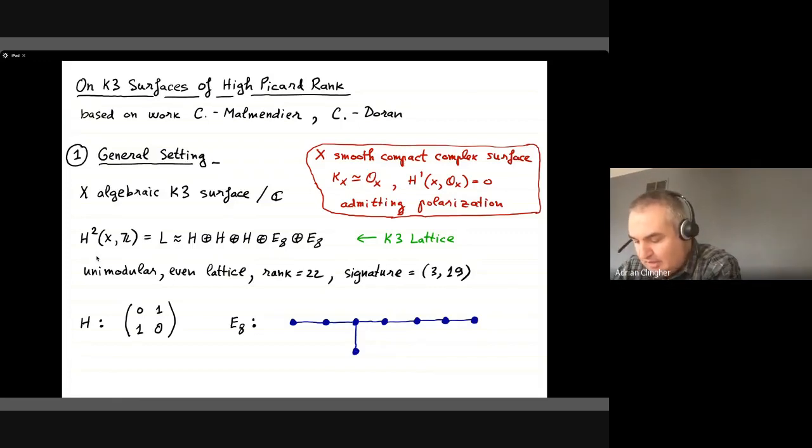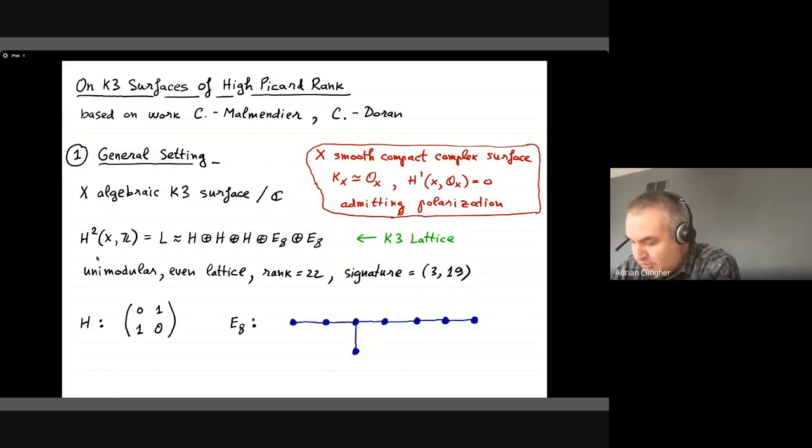I'm going to be looking at algebraic K3 surfaces over the field of complex numbers. So what are those? Those are just smooth, compact, complex surfaces. The canonical class is trivial, and if you're a topologist, you can just say they're simply connected. If you're an algebraic geometer, you can just say that H1 of O_X is 0. And usually we consider those with some polarizations, which I'm going to be talking about in a moment.